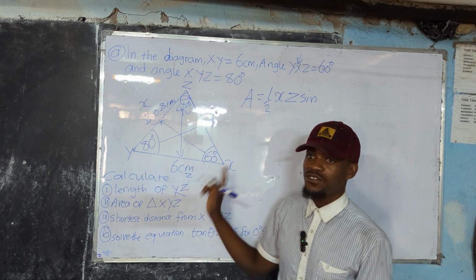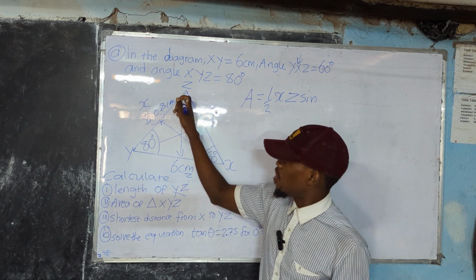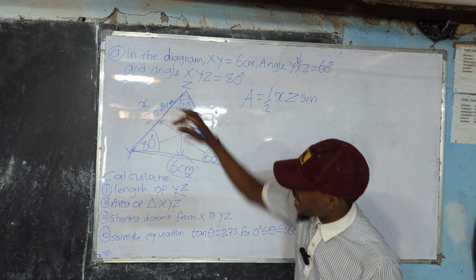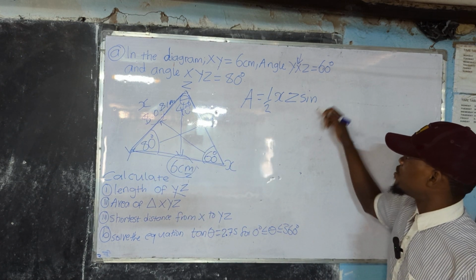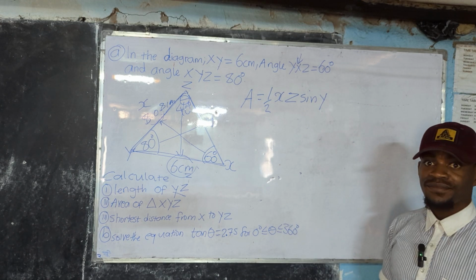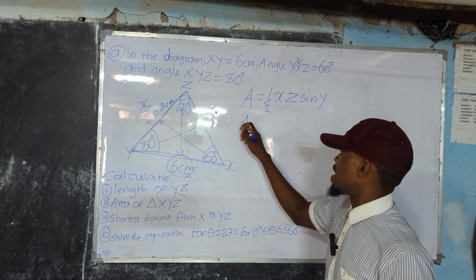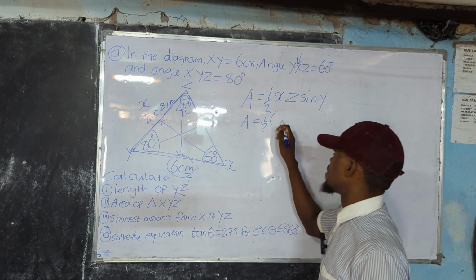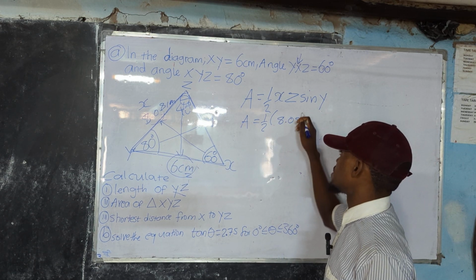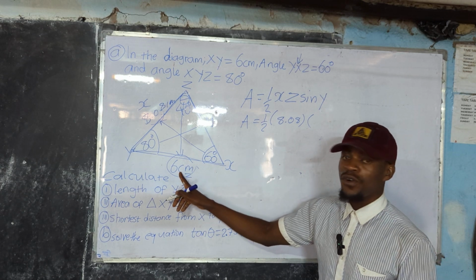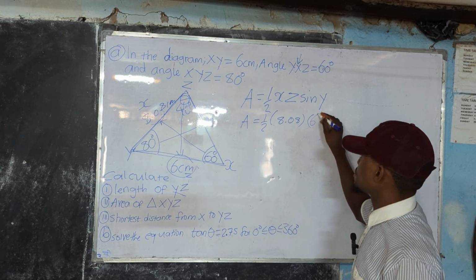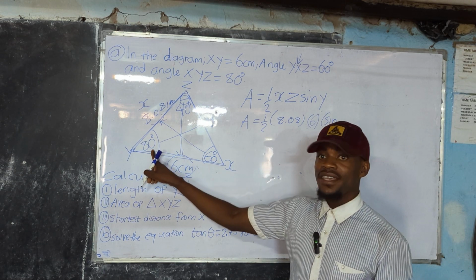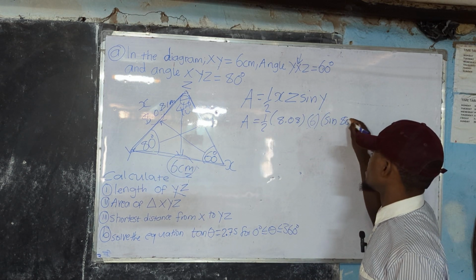Which angle are we supposed to use? So we are supposed to use the angle formed by those two distances. So these two distances are forming this angle. So you say sine Y. Therefore, area is equal to half. What is the distance for X? Is 8.08 times Z. The distance for Z is 6. Sine, what is Y? Y is 80 degrees.